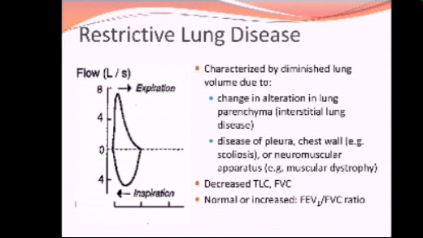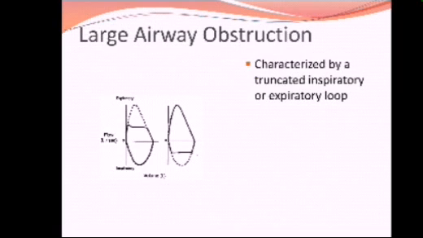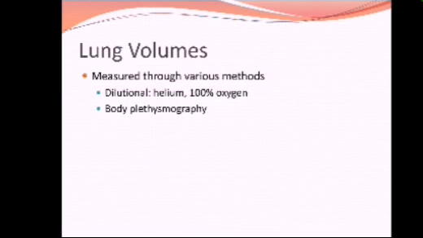Restrictive lung diseases, on the other hand, are characterized by diminished lung volumes. It is mainly due to alteration in the lung parenchyma, or there may be neuromuscular diseases like muscular dystrophy. So how do they show on the graph? They show a rapid upstroke as in normal spirometry, and then the plateau volume is low. Large airway obstructions are characterized by a truncated inspiratory or expiratory loop. That is very important, we need to see.